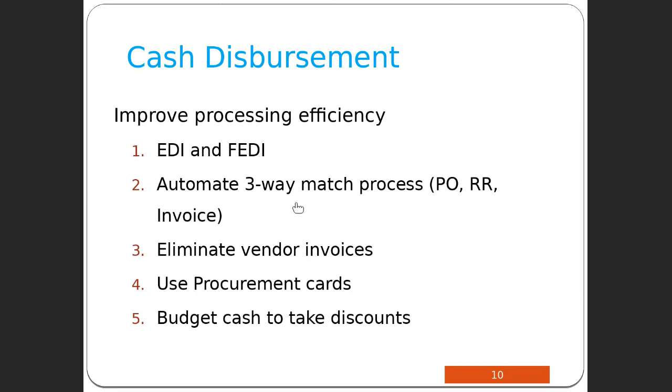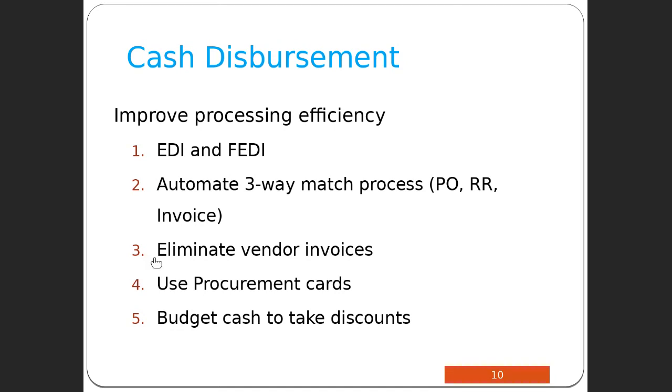Second is automate the 3-way matching among the purchase order, receiving report, and invoice. So instead of manually matching the 3 documents, purchase order, receiving report, and invoice, you could have the ERP system, the enterprise resource planning system like Oracle or SAP do that automatically, especially if both the buyer and the seller are using the same system. So it makes it even easier to match these documents.